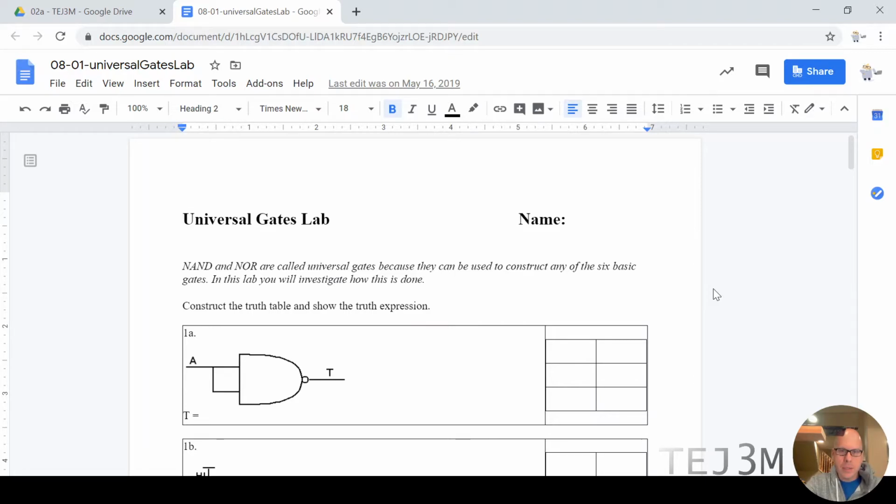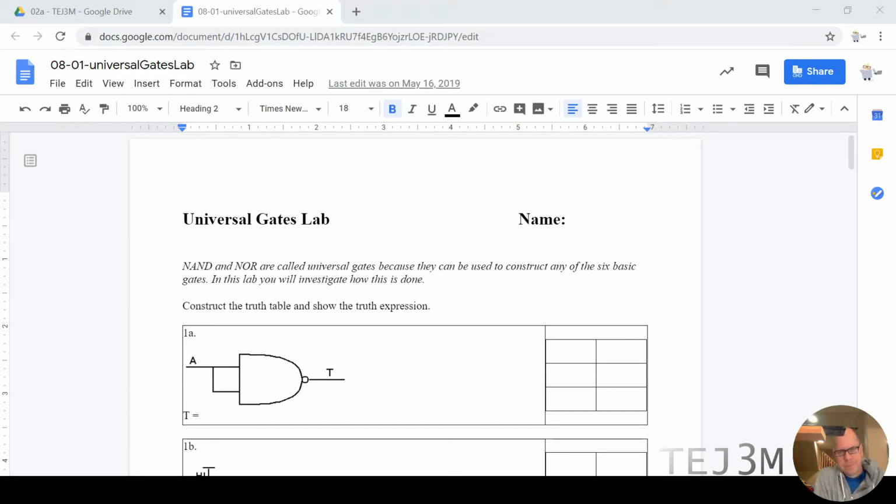NAND gates, as it said at the top, are called universal gates, NAND and NOR, because they can emulate any of the 6 basic gates. In manufacturing, it is a lot cheaper to manufacture one single gate. So if they're trying to emulate a circuit or develop a circuit in a manufacturing process, it's a lot easier for them to just develop NAND gates. So they have a machine that can make lots of NAND gates on a microscopic level or a nanoscopic level.